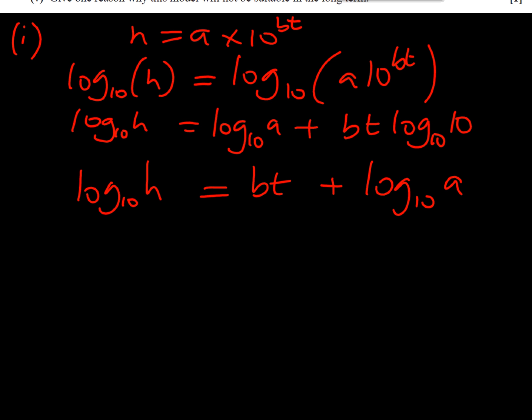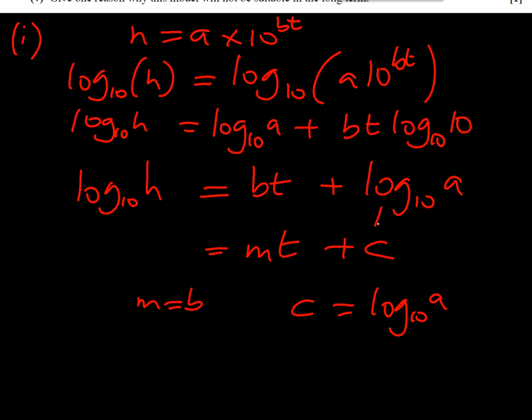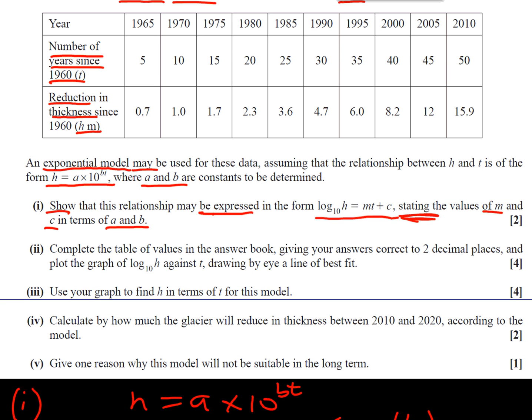Then we're going to do matching terms because they want us to put it in the form mt plus c. So we can see here that m equals b and c equals the log 10 of a. So let's just show what we're doing there. We're matching those terms here. So I think we just answered question Roman 1. That's what they wanted us to do. Okay, what are we going to do next?